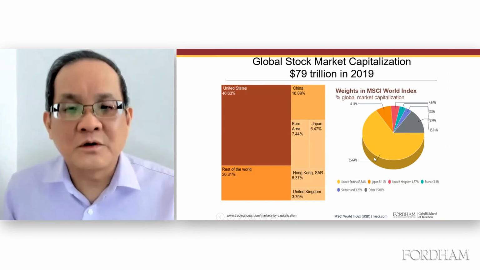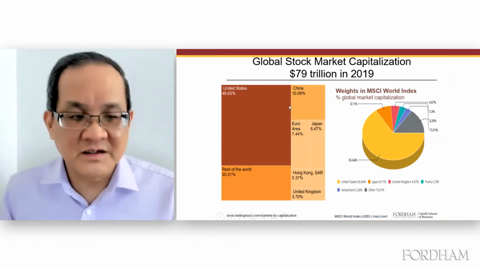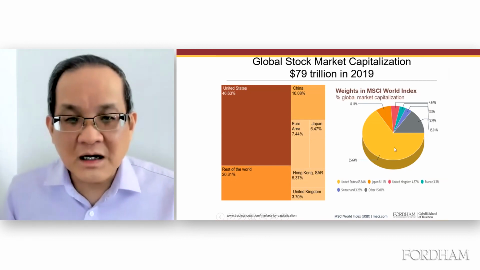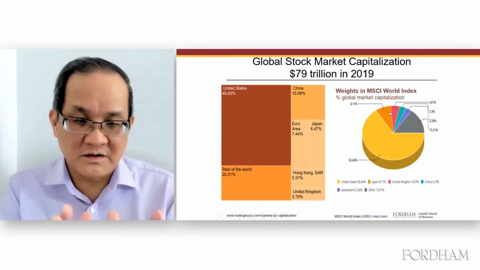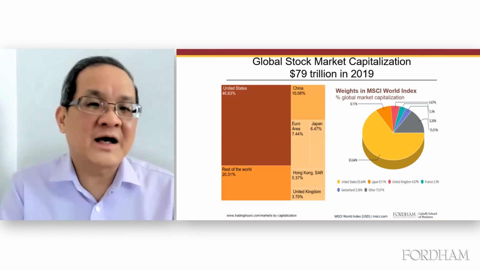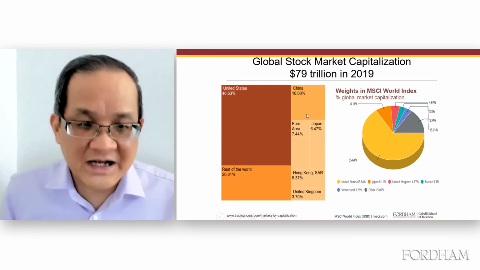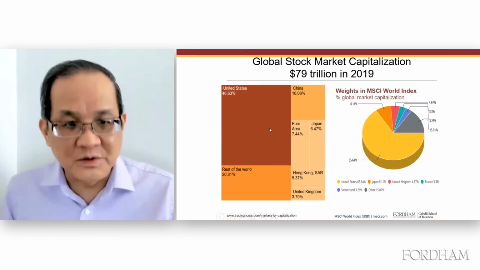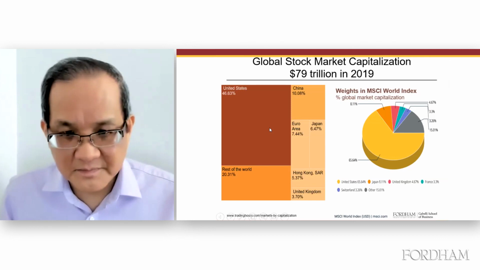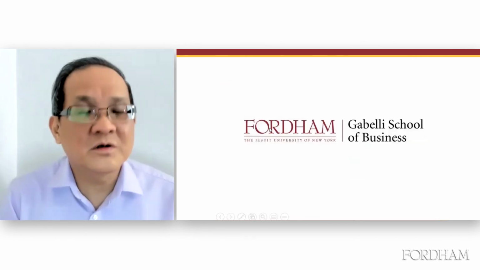Over time, if this remains the same, the MSCI would change its distribution to reflect more closely the actual capitalization distribution in the market. So this concludes this section.